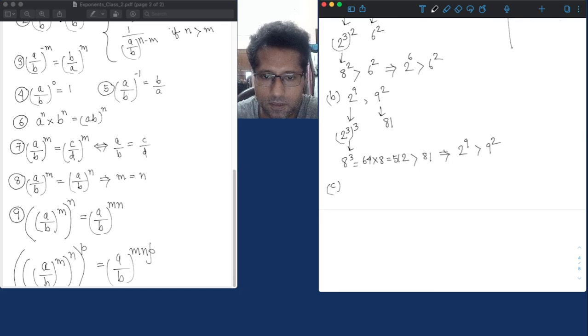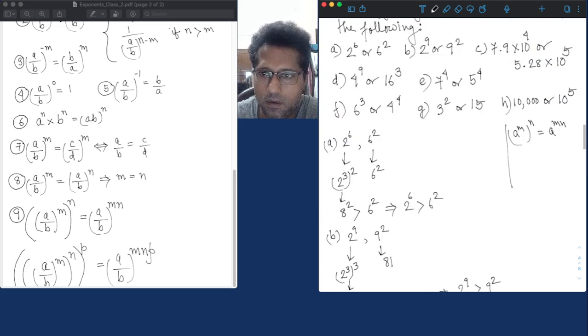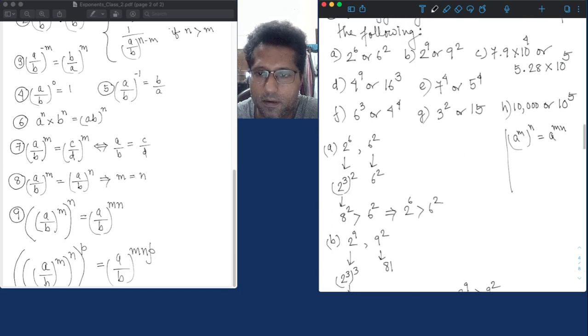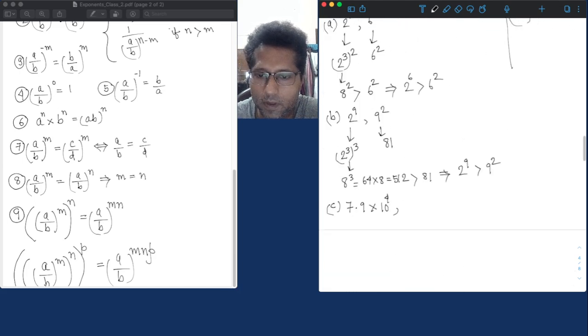C is 7.9 multiplied by 10 to the power 4 and 5.28 multiplied by 10 to the power 5.